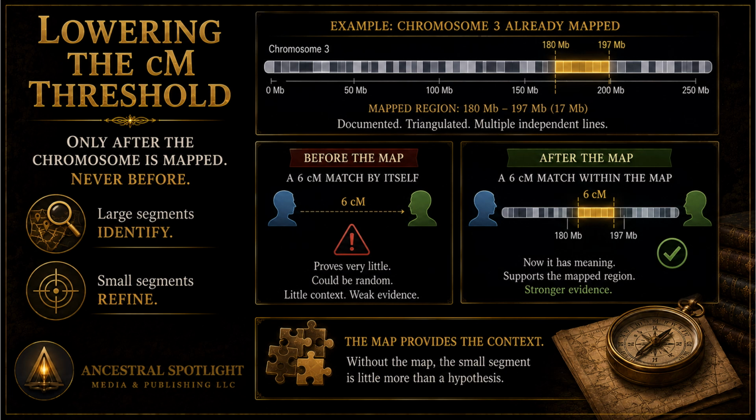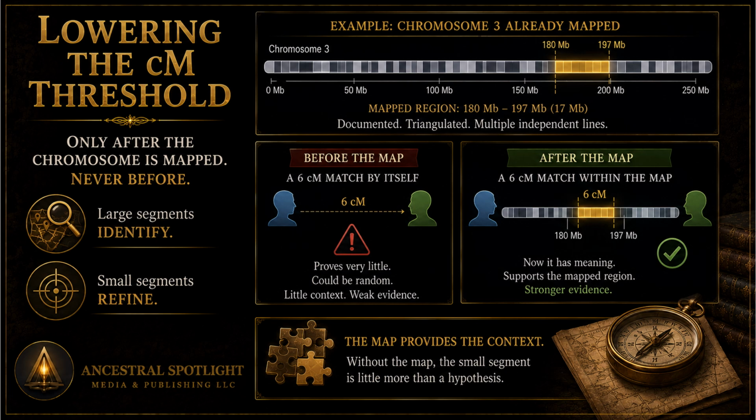Now we finally arrive at smaller chromosome segments. Notice how long it took us to get here. That was intentional. Imagine we have already identified a chromosome segment between 180 and 197 megabases on chromosome 3. And in the case of my Anne of the Potomac study, this is what actually occurred. Dozens of documented descendants from multiple independent lines triangulate on that region. Only now does a new 6 centimorgan match become meaningful.